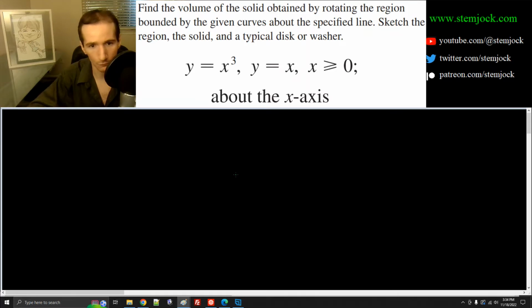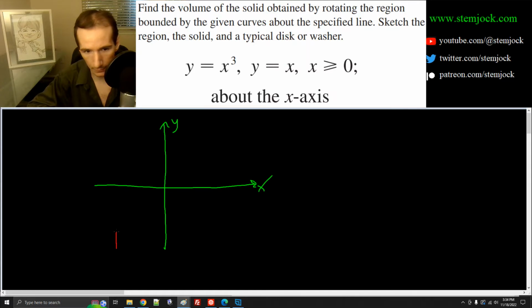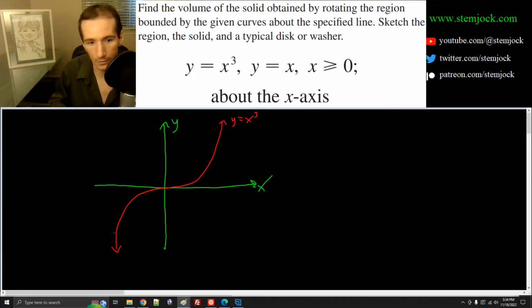The very first thing you want to do here is graph each of the curves that are given here. So I'm going to draw an XY plane. First up is y equals x cubed. It's going to look like this here. So this here is y equals x cubed. Next up is y equals x. That's just going to be a straight line that goes through the origin. Y equals x.